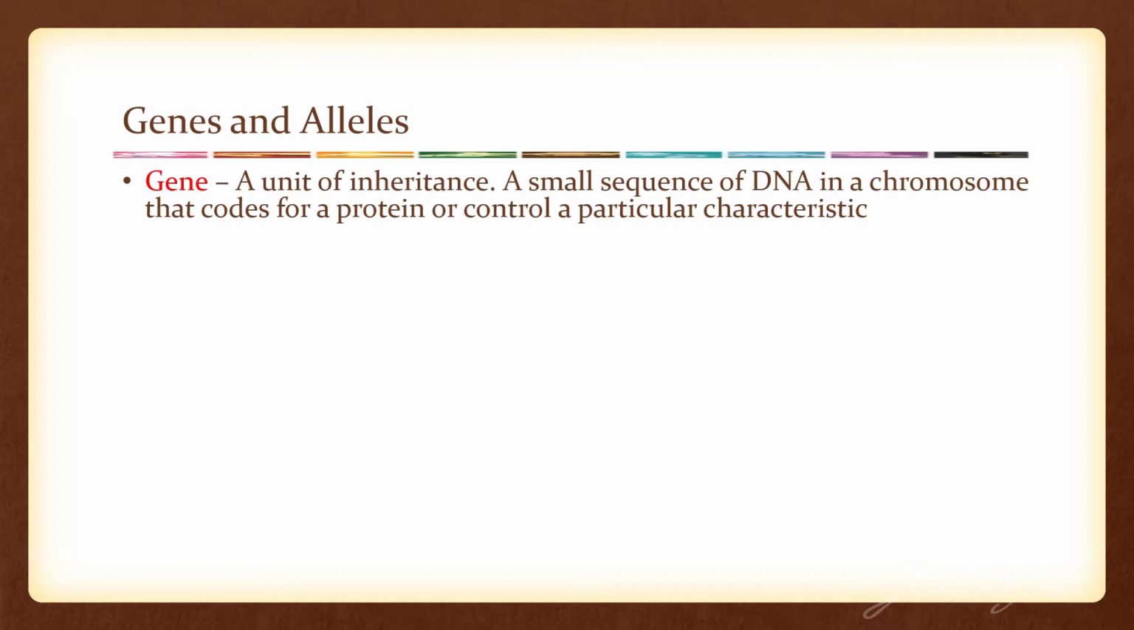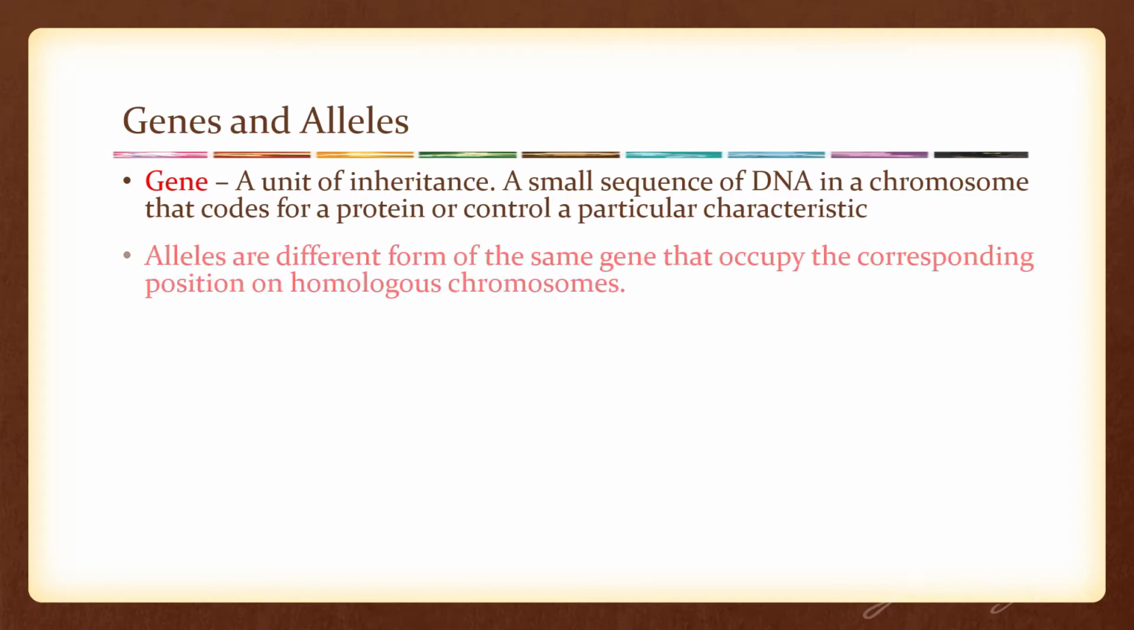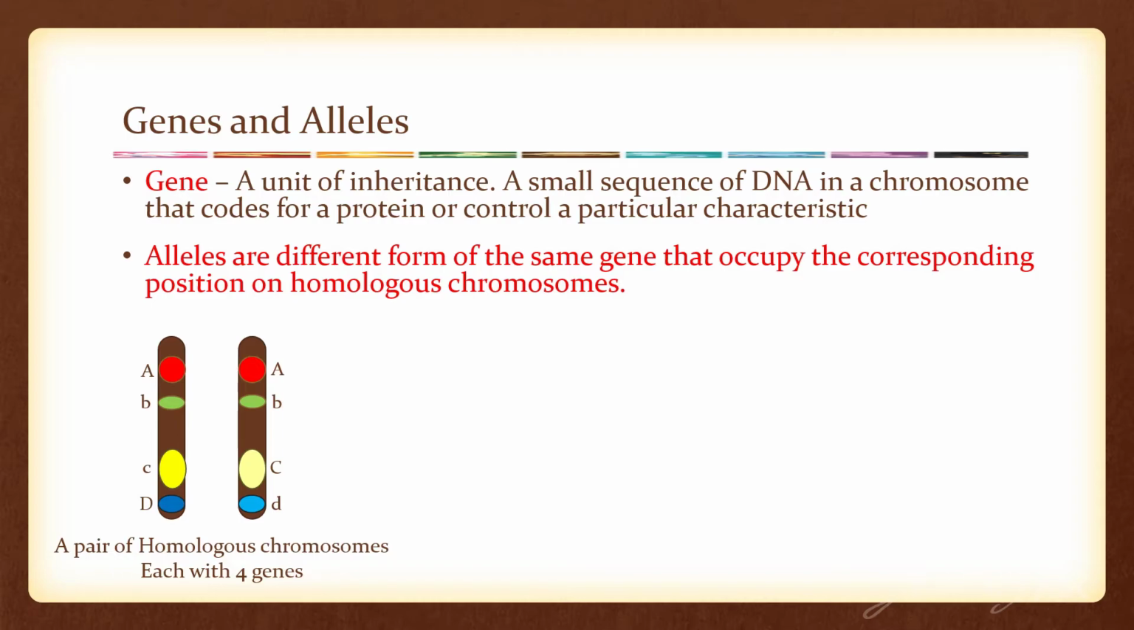Genes is something that we have learned in the previous chapter. It is a unit of inheritance, a small sequence of DNA in a chromosome that codes for a protein or controls a particular characteristic or trait. Alleles were briefly mentioned. Alleles are different forms of the same gene that occupy the corresponding position on homologous chromosomes. For example, we have a pair of homologous chromosomes, each with 4 genes. So we have gene A, gene B, gene C, and gene D.